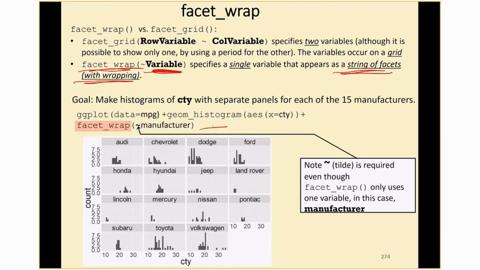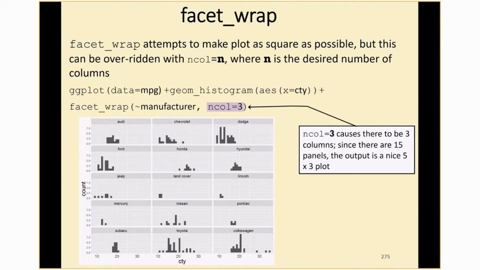But then the question is, okay, what's going to appear in each one of those panels? What's going to appear in each one of those panels is going to be a histogram of city mileage. So that's the code that does it.